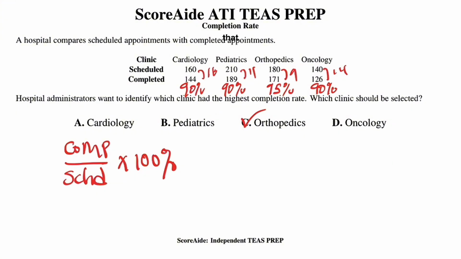So you see that orthopedics has the least difference, right? The difference there is small. They were just short of 9 appointments not completed. So yeah, the answer is going to be C.